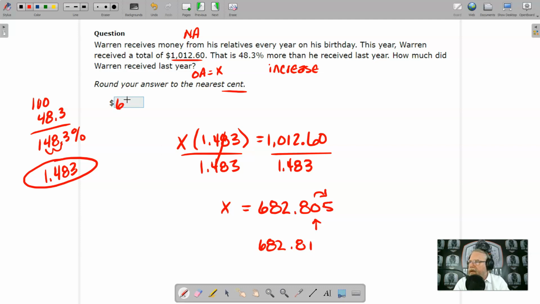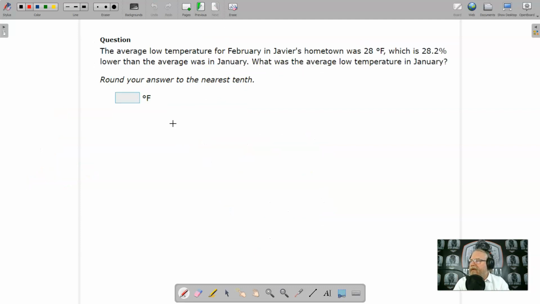So $682.81, which is less than our new amount. And it was an increase, so indeed it does seem to make sense. And 48.3% is nearly 50%. So if we were to increase this by about 50%, yeah, it seems to make sense to me. Good to go. And final question.